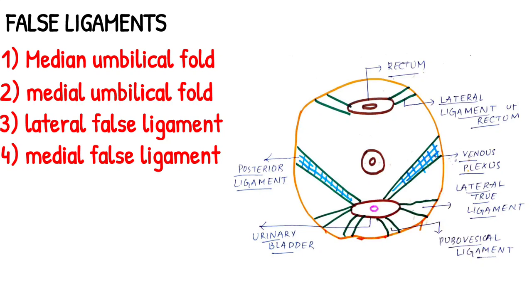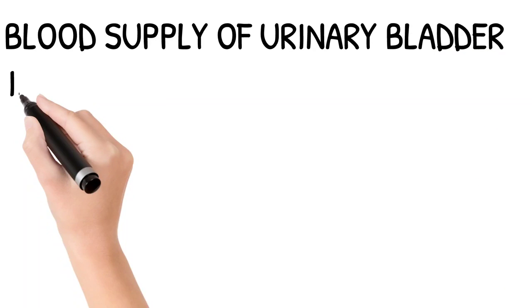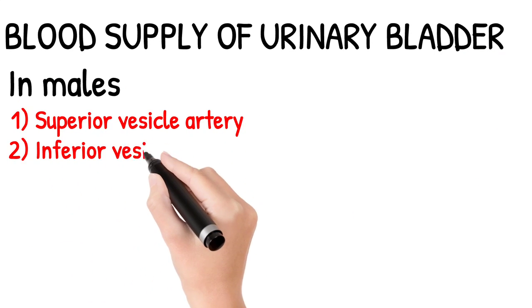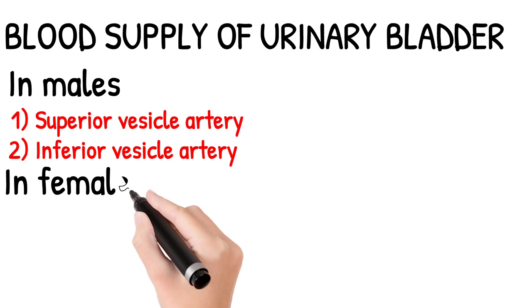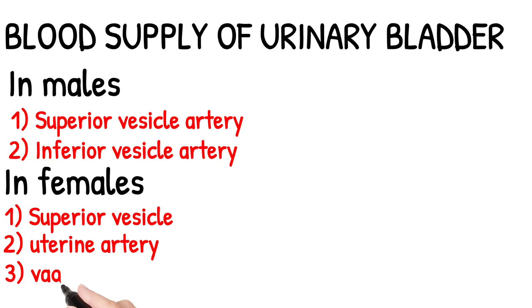These ligaments are the median umbilical ligament and the medial umbilical ligament. Remember, the median umbilical ligament is separate from the medial umbilical ligament. Then there are the lateral false ligament and the medial false ligament. These were the false ligaments related to the urinary bladder. They are just folds of the peritoneum of the abdomen and they do not provide any support to the urinary bladder like true ligaments.